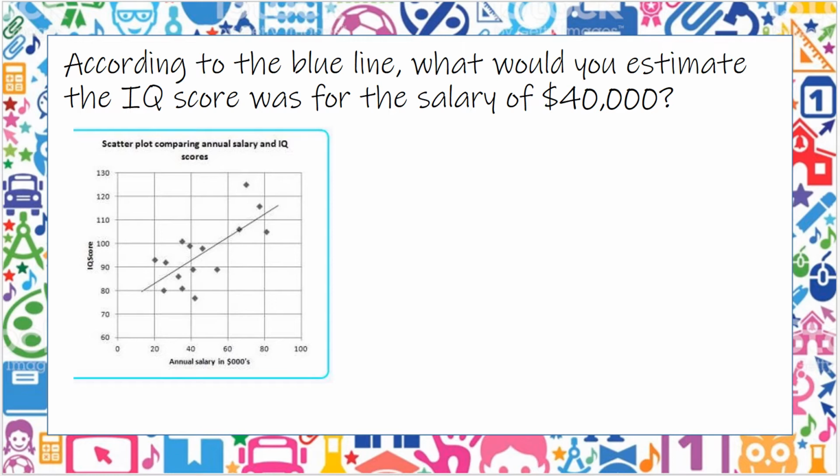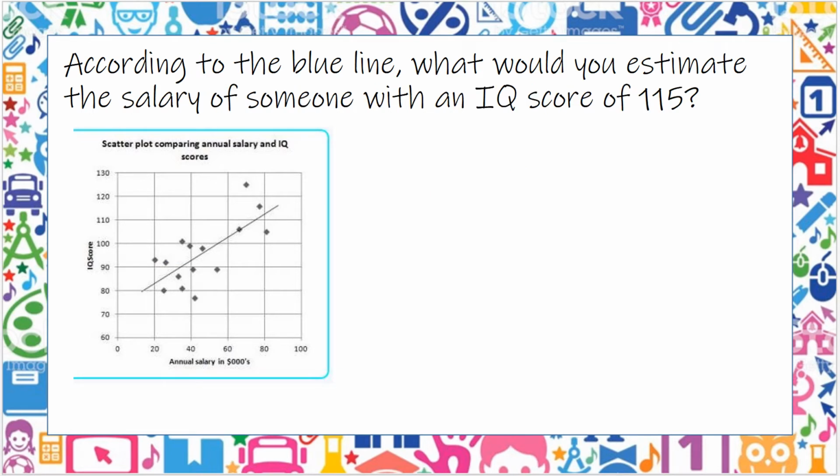According to the blue line, what would you estimate the IQ score of someone with a salary of 40,000? So I'm going to go over from 40,000 and find out where that line hits. So it's about there. That would be an IQ score of 93. So according to that blue line, the IQ score for a person making about $40,000 would be 93.